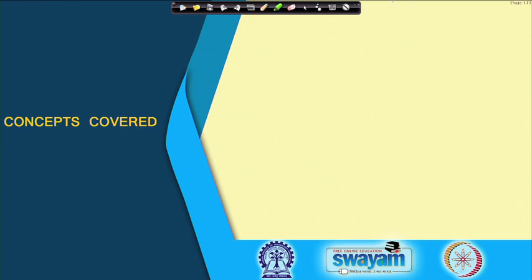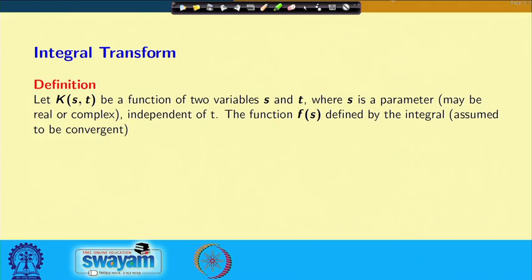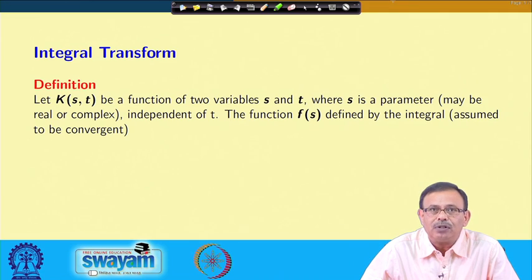Now, in this particular topic, initially we will cover integral transforms, and first let us see the definition of an integral transform. Say K(s,t) is a function of two variables s and t, where s is a parameter. Please note this, s may be real or complex, and s is independent of t.